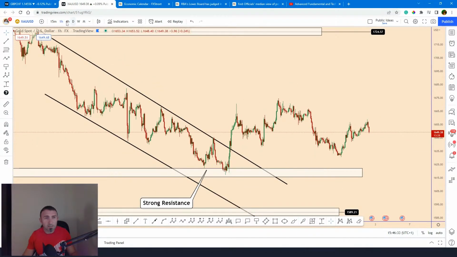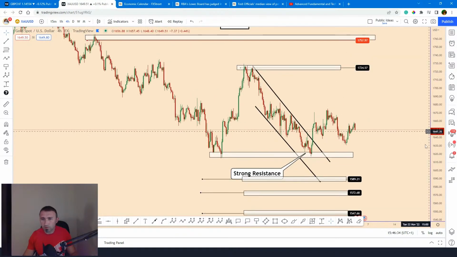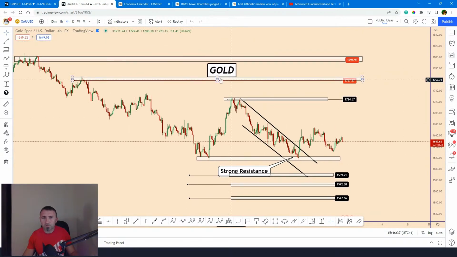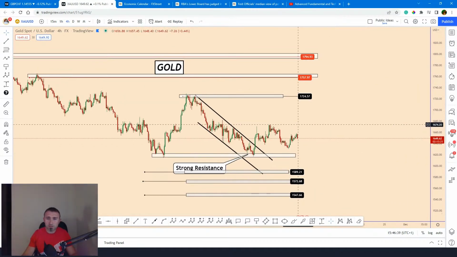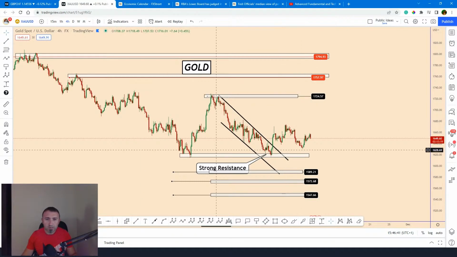The next analysis is related to gold. I have shared this also during these days. The problem with gold is that this scenario is getting more complex than it actually should be here.